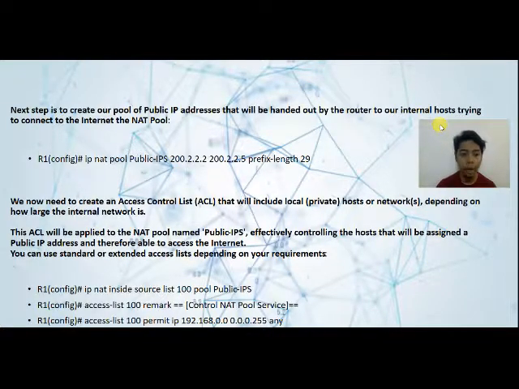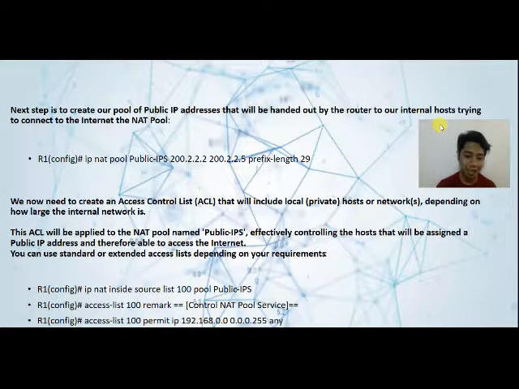We now need to create an access control list that will include local, private hosts or networks, depending on how large the internal network is. This ACL will be applied to the NAT pool named public-IPS, effectively controlling the hosts that will be assigned a public IP address and therefore able to access the internet. You can use standard or extended access lists depending on your requirement. So the command will be ip nat inside source list 100 pool public-IPS.